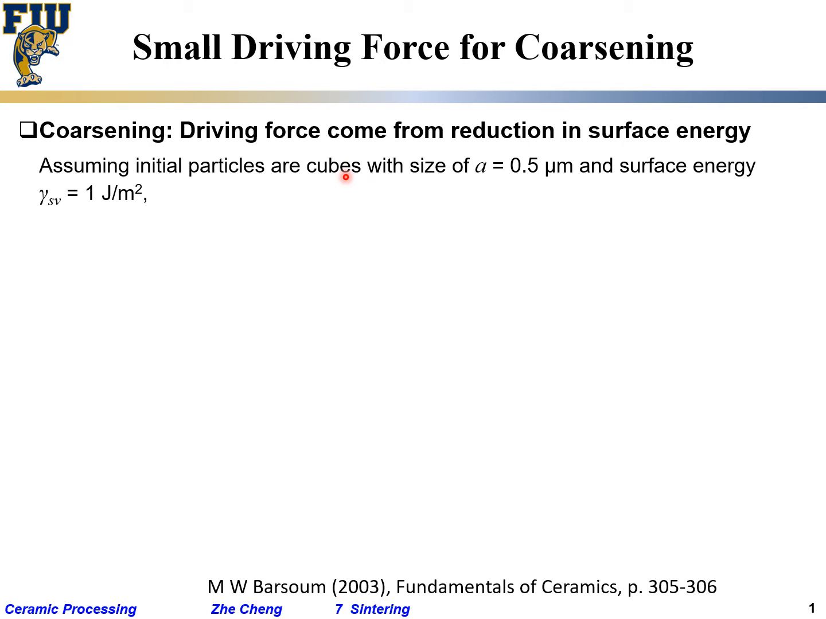For simplicity, let's assume the initial particles are all cubes. That's the simplest geometry that you can pack dense. I'm not using spheres because spheres do not pack dense, right? Here I'm using cubes because cubes I can pack dense. Assuming all initial particles are the same size, a cube with edge length of 0.5 micron. And let's assume we know the material has surface energy of 1 joule per meter square, which is typical for many ceramics, many metals, on this order.